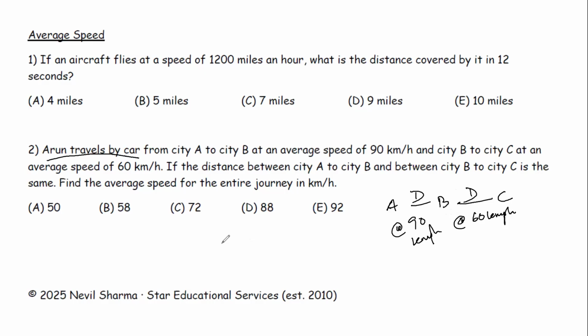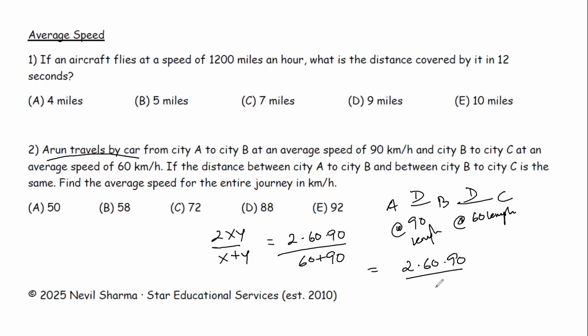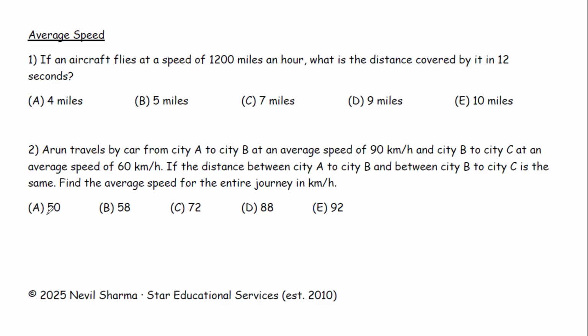So we can now apply the formula 2xy upon x plus y. So that is 2 into 60 into 90 upon 60 plus 90, which is 2 into 60 into 90 upon 150. So 10 goes with 10, 15 goes into this 4 times, right? And then 9 4s are 36, 36 twos are 72. 72 kilometers per hour, right? Third one.